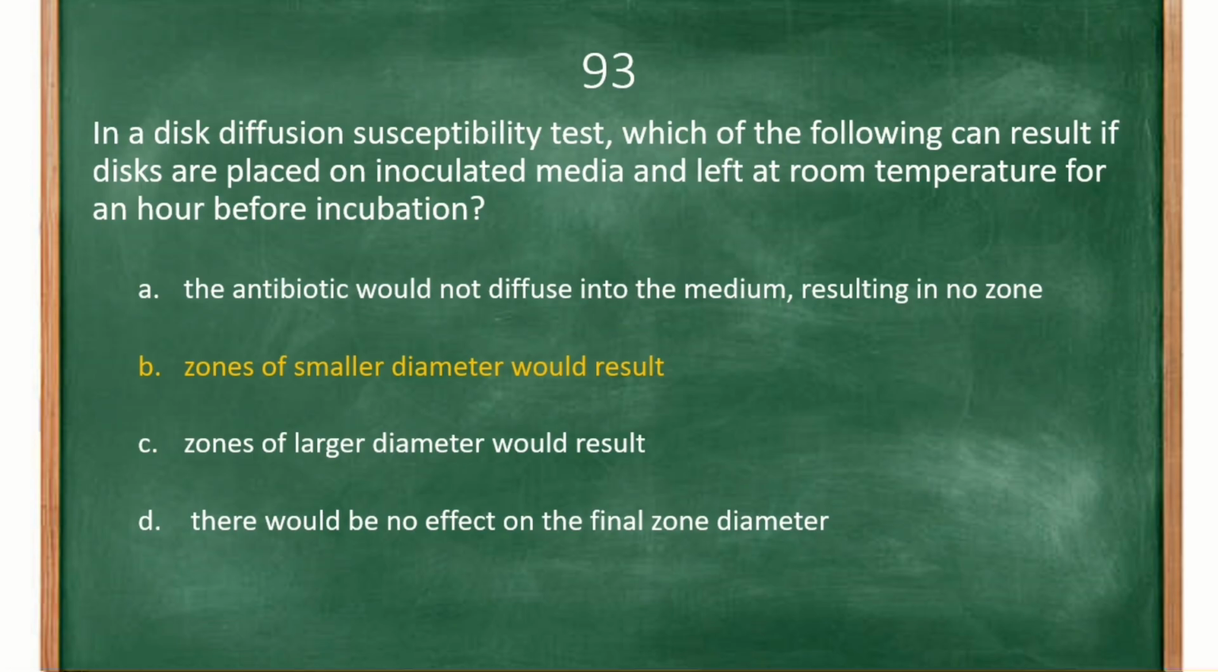Good. So I think that is the reason: the antibiotic will actually lose some of its concentration, and so when the bacteria is actually grown and then we need it, it won't be available in the quantity that we need, which will result in a zone of smaller diameter. Okay, so that's option B. So that's the answer for question 93.